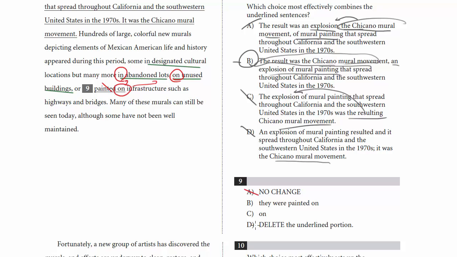So we can get rid of A. Deleting it is not going to work because then we lose the preposition and then it makes no sense. It'll just say or infrastructure rather than or on infrastructure. B makes the parallelism even worse by adding the they. We don't need that. We know we're talking about the murals. So we're happy with choice C, which just focuses on the preposition, which makes our list of things here, our list of locations, parallel. So this one is C.